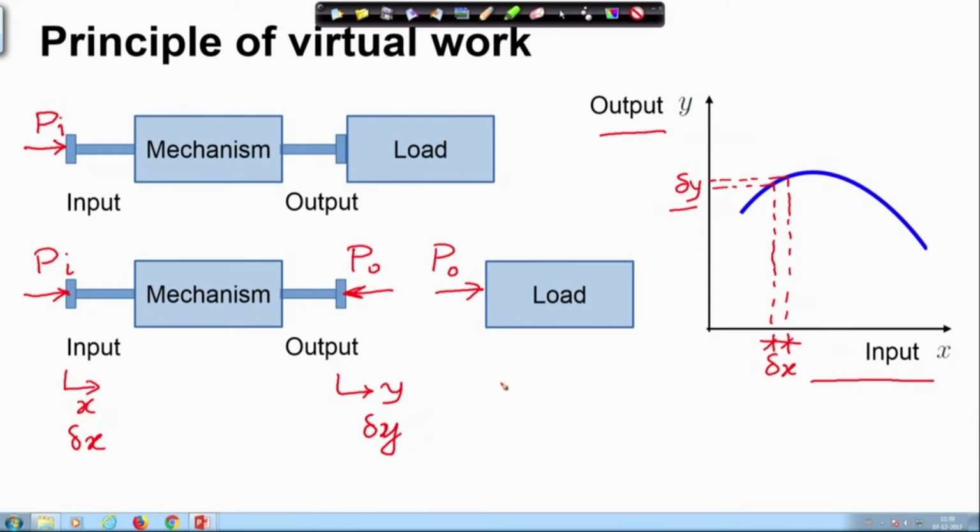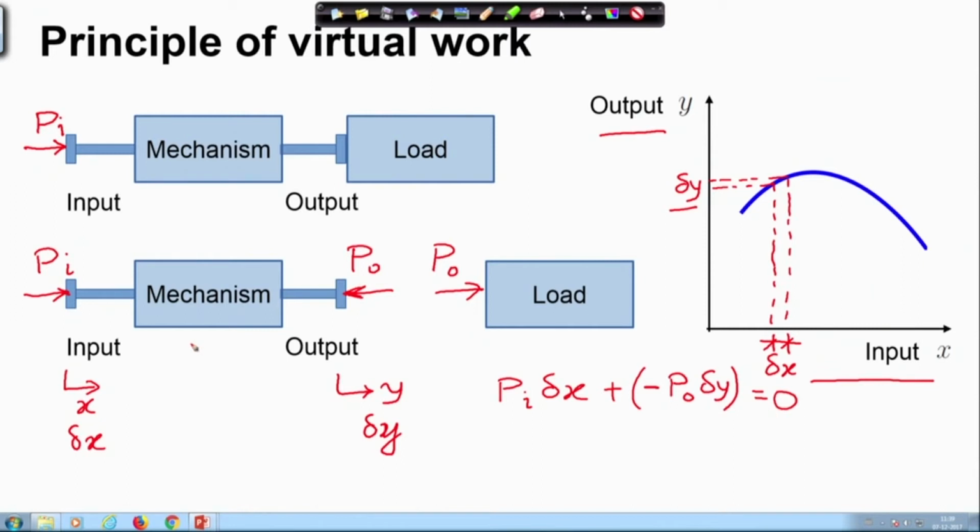Then I can write the work at the input as P I delta x. You can see that P I and delta x are given in the same direction, plus the work done at the output is P O dot delta y. In the vector sense, if you do that, then you will find that this becomes minus P O times delta y, and that must be equal to 0.